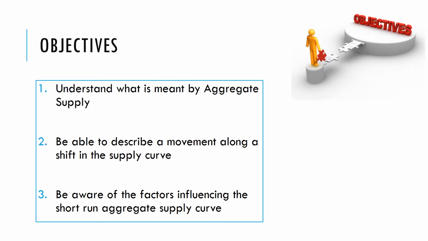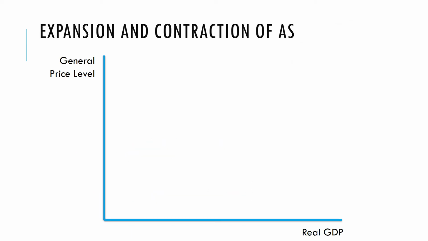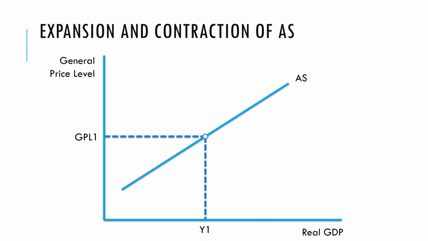Okay, so we've looked at what is meant by supply curve. Let's move on to movements along. So here is our AS curve, and currently in our economy, we're imagining that the price level is at general price level 1, and that would lead to a planned level of output of Y1. Now, what would happen if the level of prices in the economy rose, if there was inflation, and price level rose to price level 2?